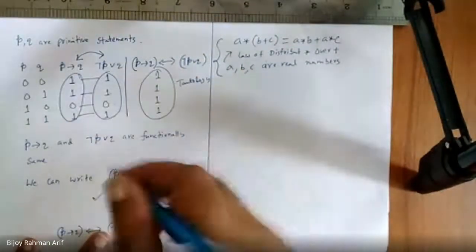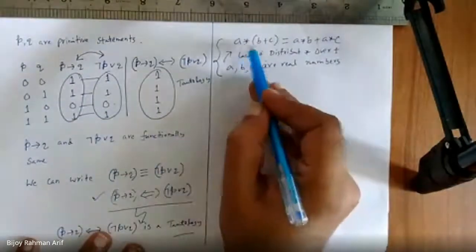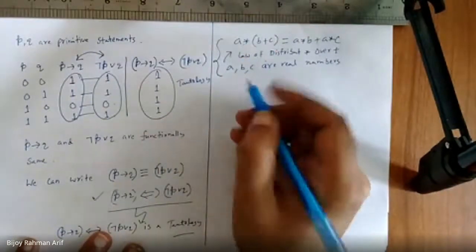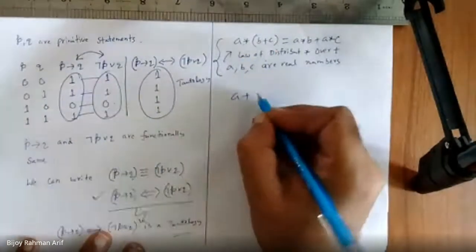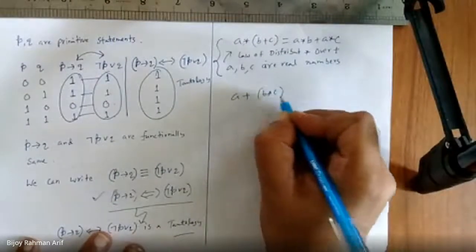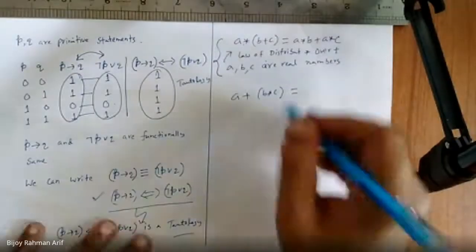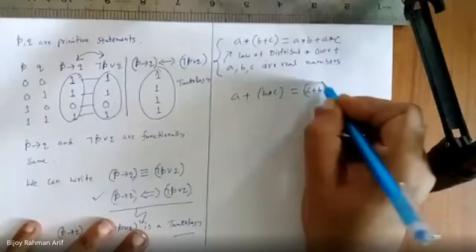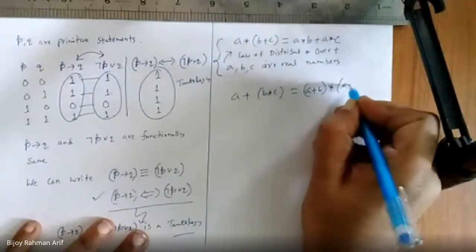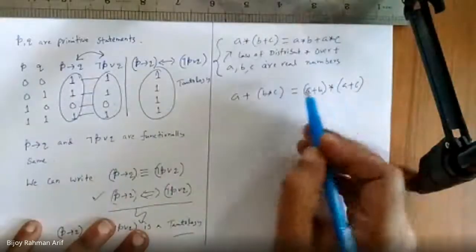But if we flipped star and plus, is it also true? If we write A plus B star C, is it actually A plus B star A plus C? Is it true? No, because A is a square, so it is not true. Okay?